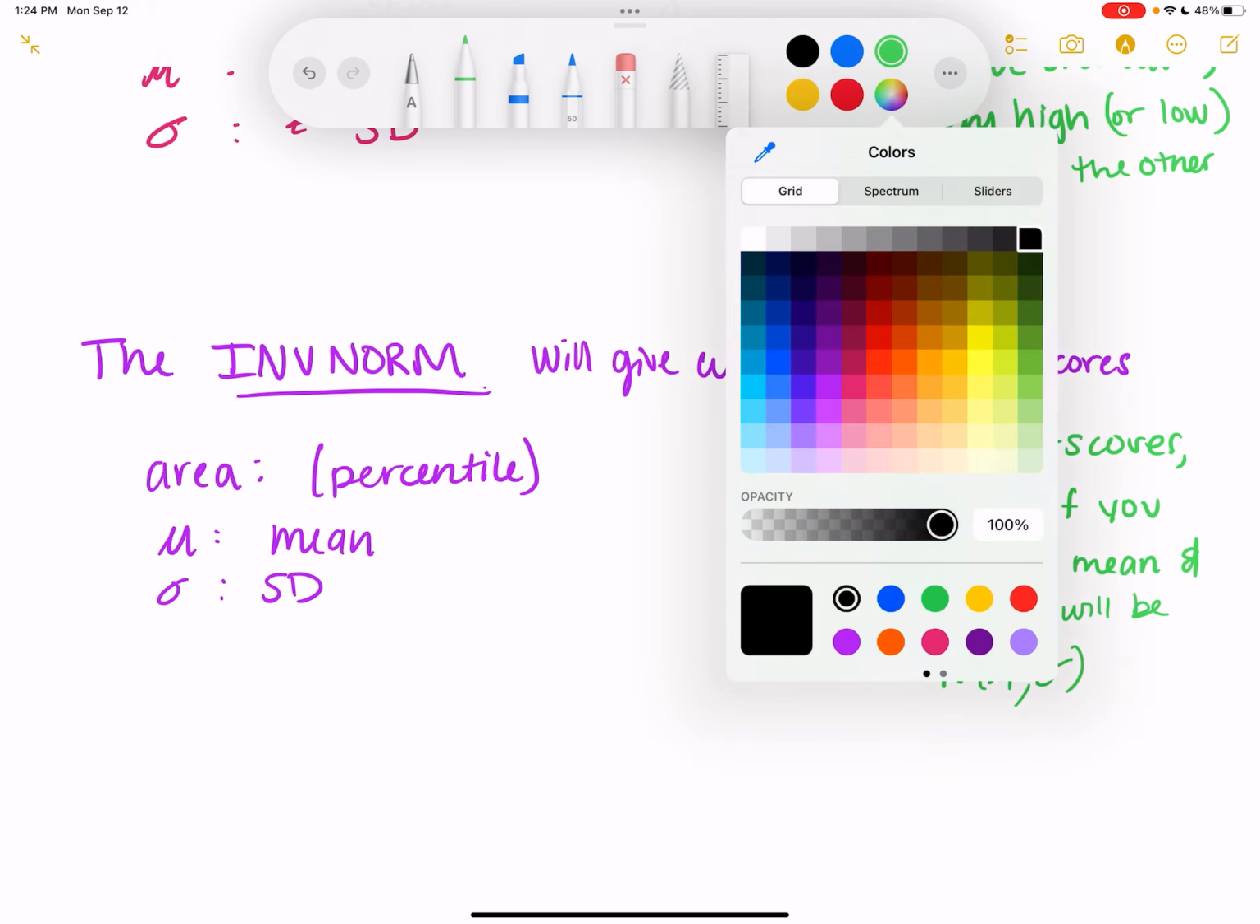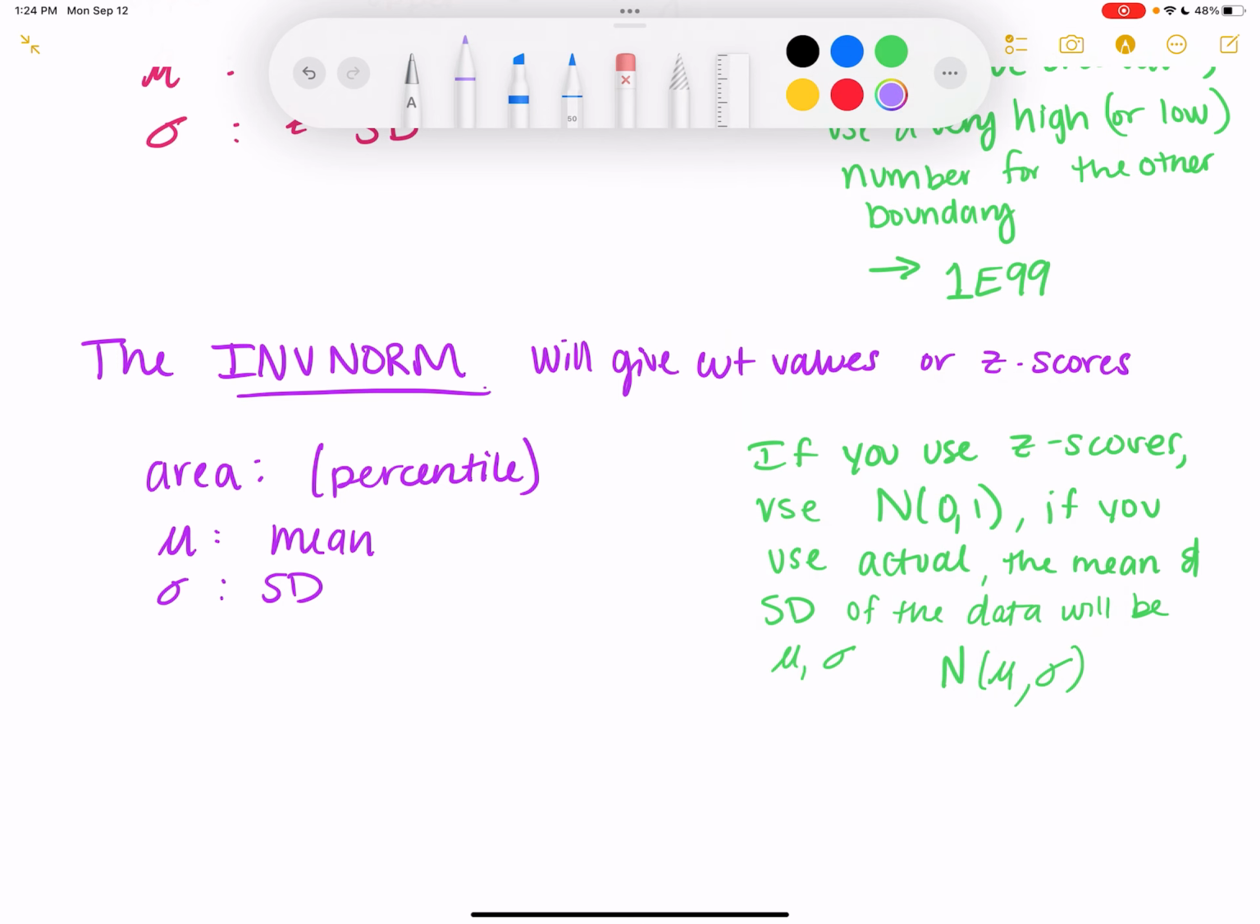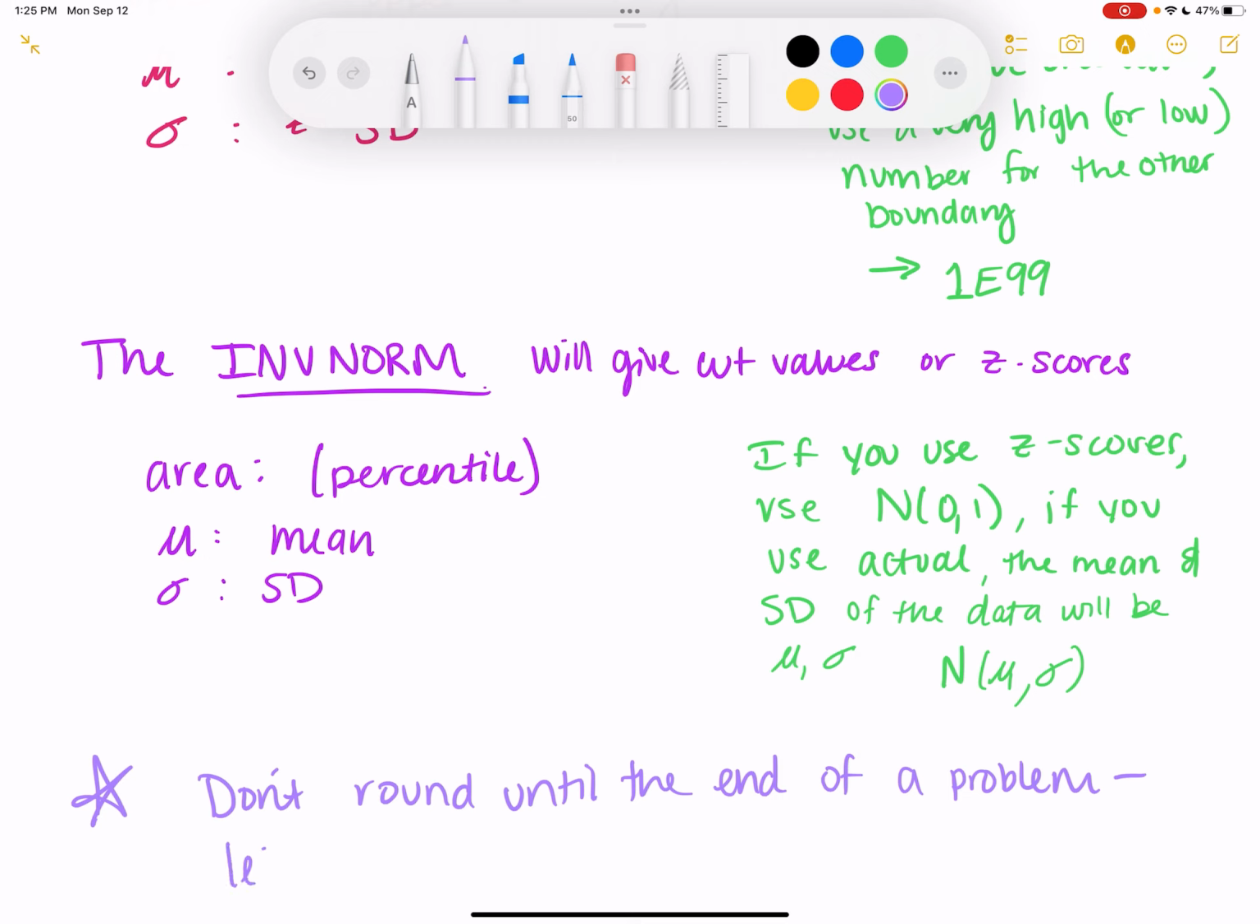And then just another little note thing here. Don't round until the end of a problem. This is the last thing. Let your calculator keep the precision. Okay, and we'll talk about how to store things if there's something that needed to be stored or whatever as well. But we always want to make sure that we keep it all the way till the end, so.